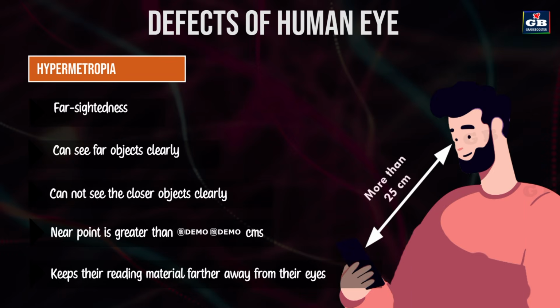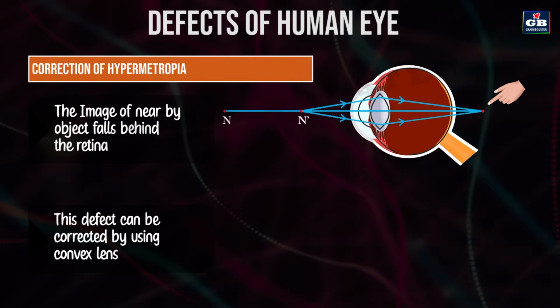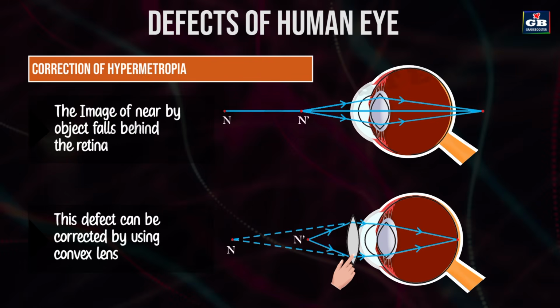This is because the light rays from the close-by objects are focused at a point behind the retina. Then how can this be corrected? This can be corrected by using a convex lens. It makes the image fall on the retina, so by that the myopic person can see the nearby objects clearly.